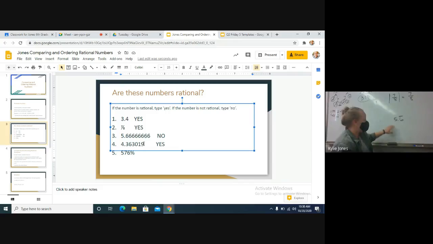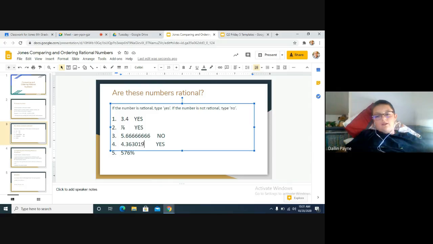Okay? If we look at number 4, so it's 4.363019. Because there's no line over any number, it's saying that none of these numbers are repeating, and the decimal just ends right there. It just stops.